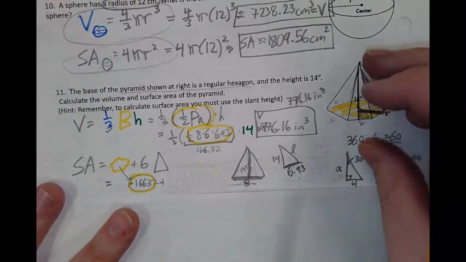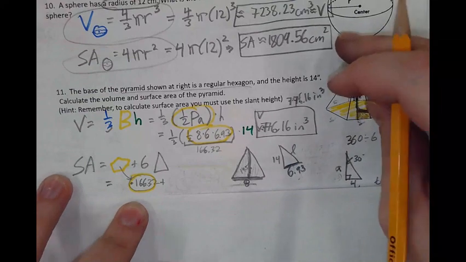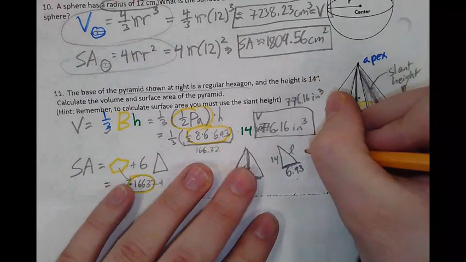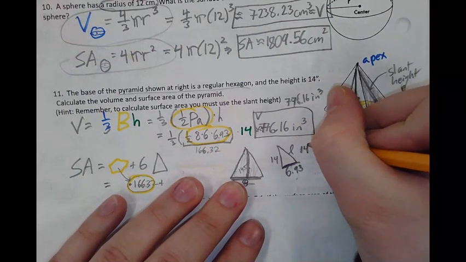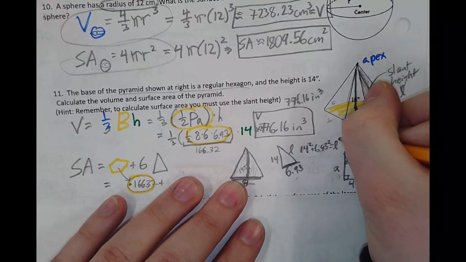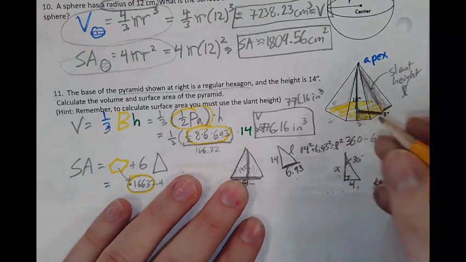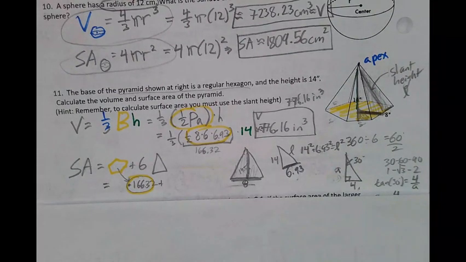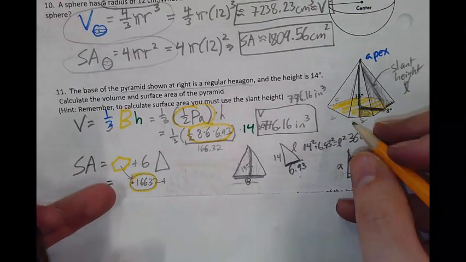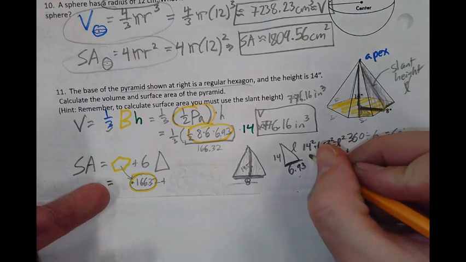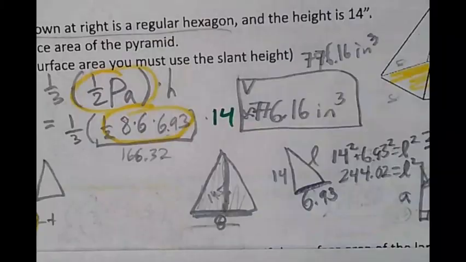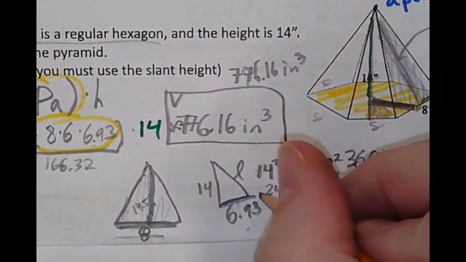So I made a mistake right here. The length of this triangle is not actually 4. It's not half. This is actually the apothem. So the apothem is 6.93. Remember when we calculated it here? The apothem is 6.93. This is what makes hexagonal-based pyramids one of the most difficult questions, if you're not given the measurements needed. So calculating the Pythagorean theorem, we're going to get 14 squared plus 6.93 squared equals our slant squared.